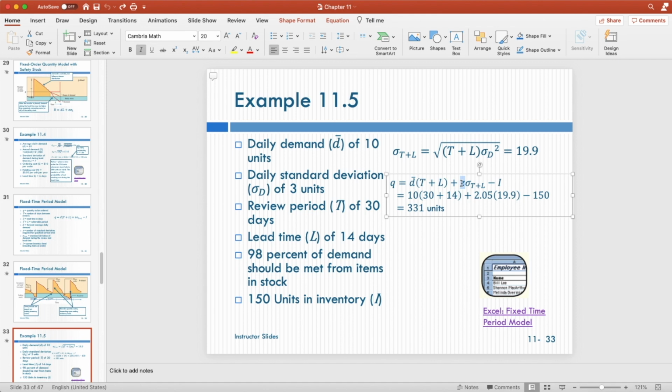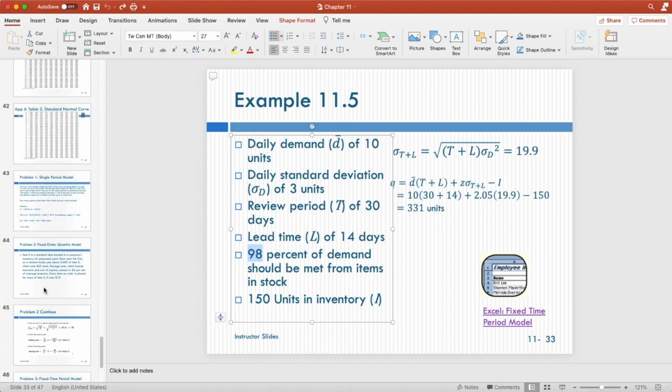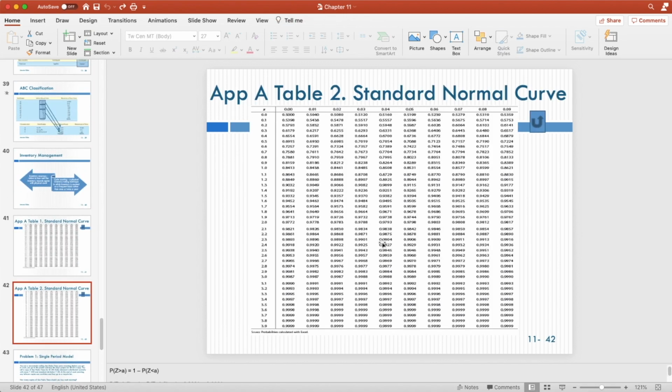How to get this z? You want to have the 98% chance that you don't stock out, right? So you go back to the z table, look for the number which is most nearly around 0.98, and look at the corresponding row and column. Let me show you. Here, 0.98, right? If you look at 0.98, it should be this one, or even this one is closer.